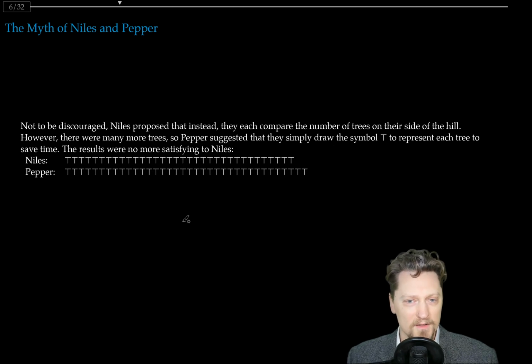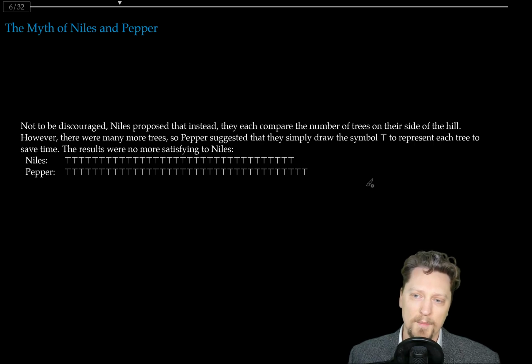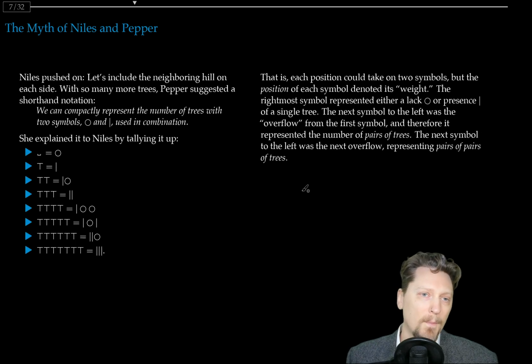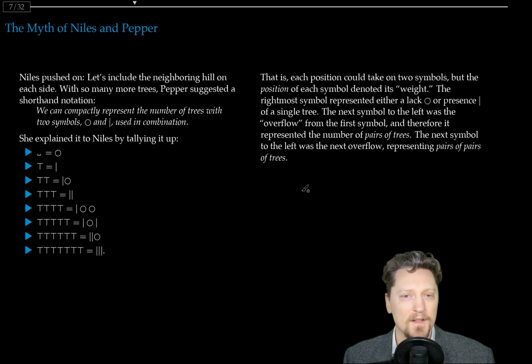Not to be discouraged, Niles proposed that instead they each compare the number of trees on their side of the hill. However, there were many more trees, so Pepper suggested that they simply draw the symbol T to represent each tree to save time. The results were no more satisfying to Niles. Here are all the T symbols representing the trees, and here are Pepper's representing the trees on her side of the hill. Niles pushed on. Let's include the neighboring hill on each side.